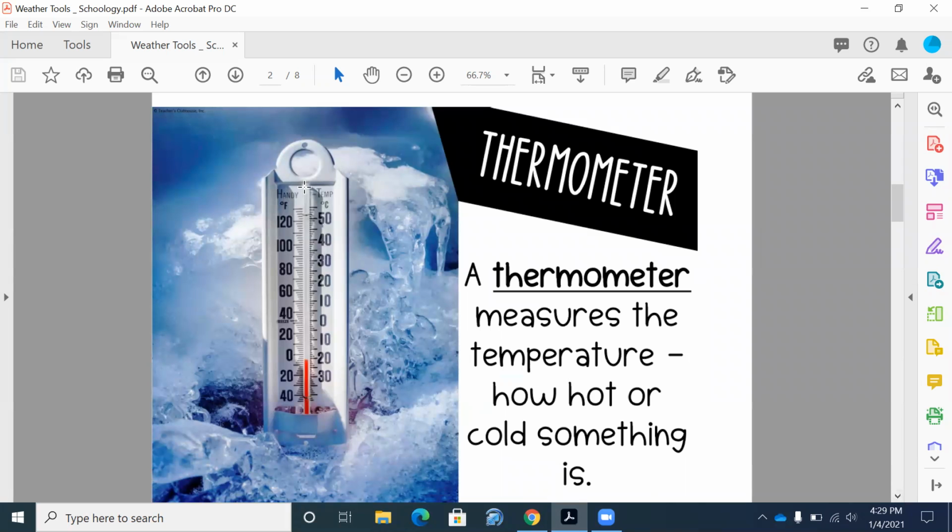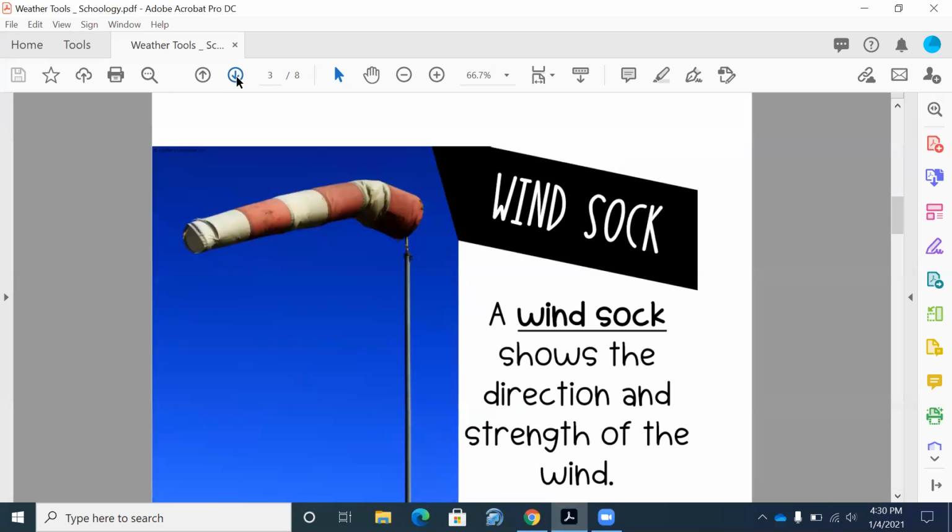As you can see, we measure in Fahrenheit and degrees Celsius. In America, though, we usually do Fahrenheit, and in other countries, they do Celsius. So you're going to want to look on the left-hand side of a thermometer, or wherever it says F at the top. Okay. Our next one is called a windsock.